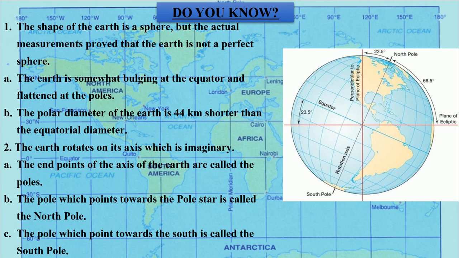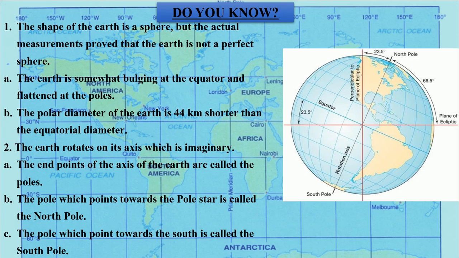So as you can see, here is a picture which is showing our planet Earth, and the shape of the Earth is a sphere. The most convincing proof about the shape of the Earth has been given by the photographs taken by the astronauts and the orbiting satellites. The shape of the Earth is like a sphere. But the actual measurements proved that Earth is not a perfect sphere.